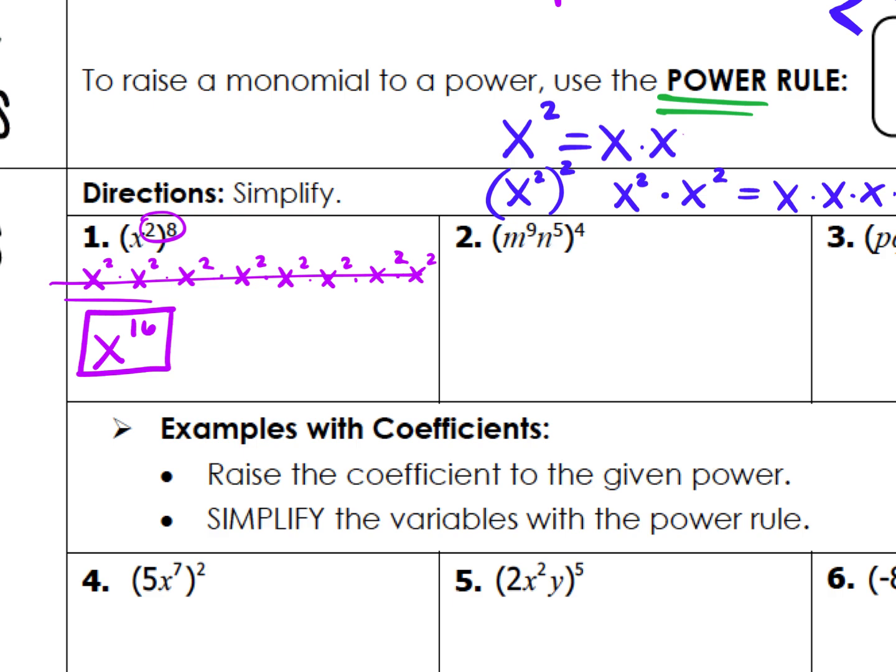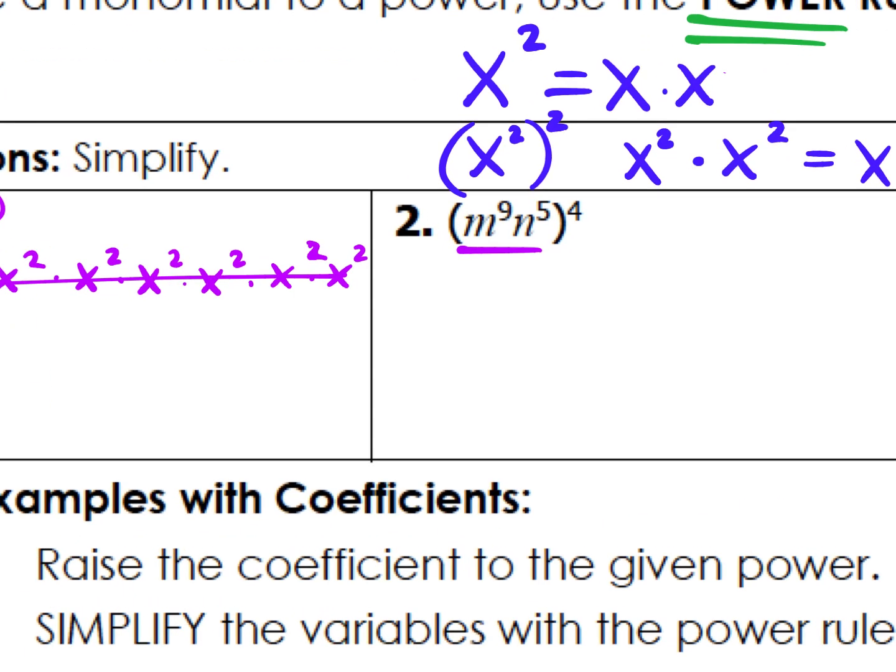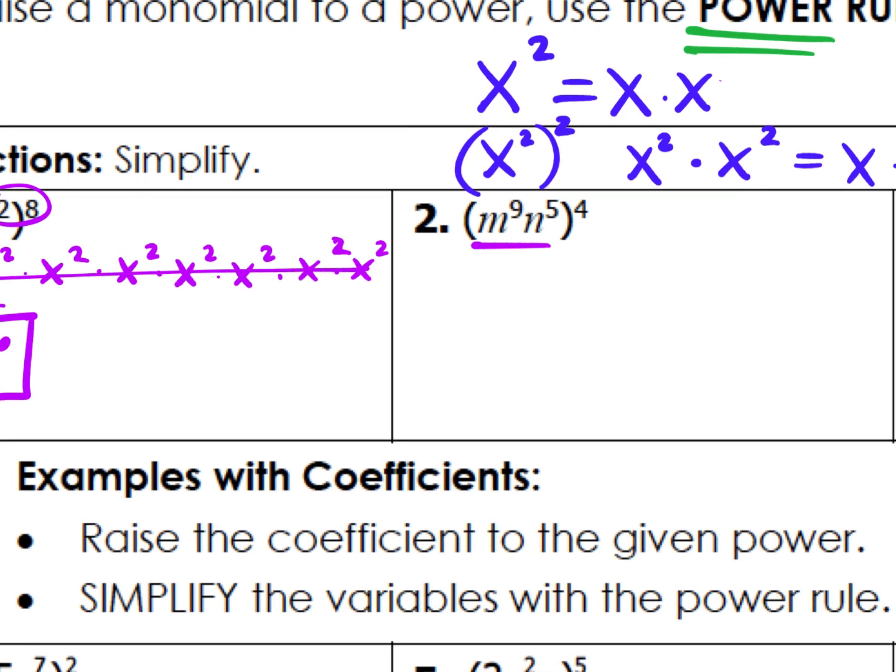Okay? This one's a little bit trickier. Now you have m to the 9th times n to the 5th, all taken to the 4th power. What do you do with that? M to what power? 4, 9, 2, 9. What do you do with the 4 and the 9? You're going to multiply. You're going to multiply this. So 9 times 4 is 36. So n to what power? The 20th. You're going to multiply those powers.